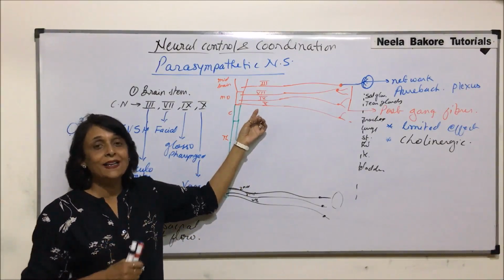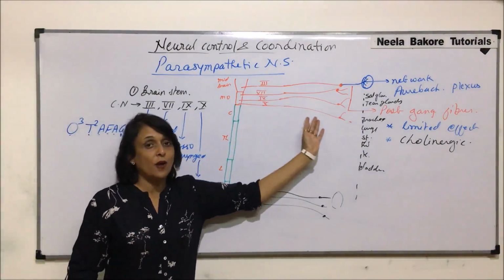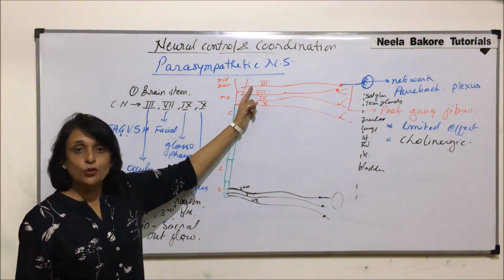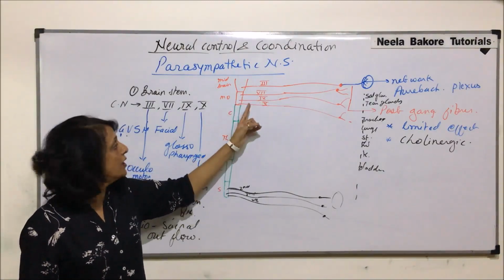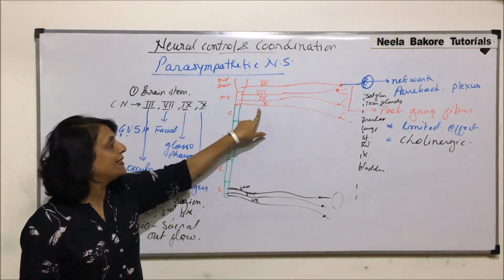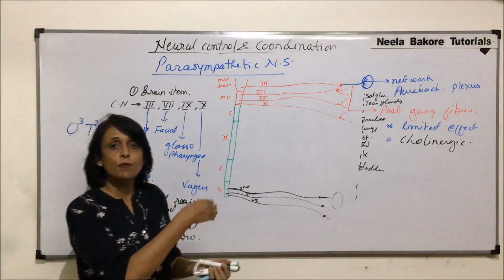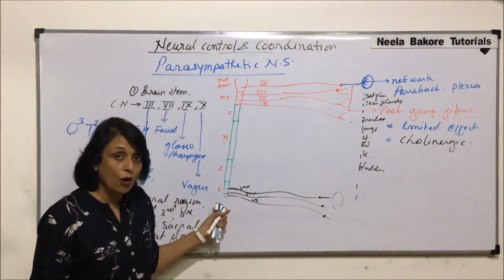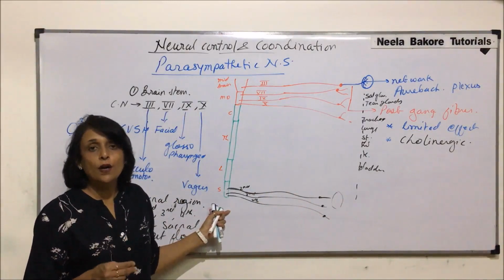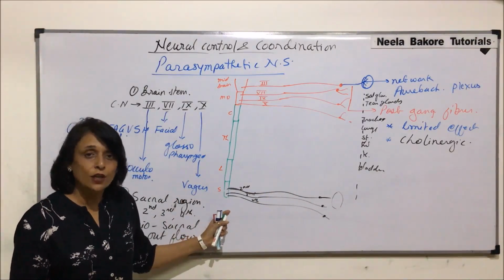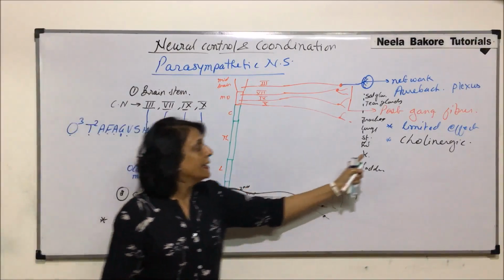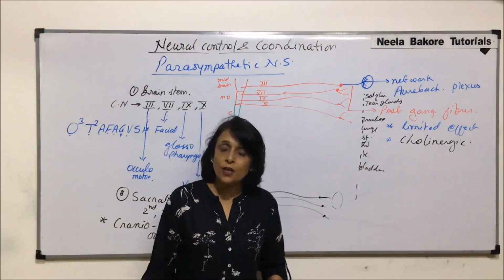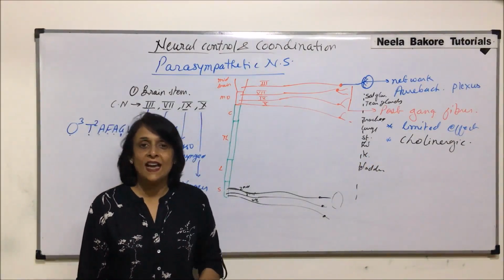From the brainstem part, the cranial nerves, which are responsible for formation of these preganglionic fibers, are third, that is oculomotor, seventh, that is facial, ninth, that is glossopharyngeal, and tenth, that is vagus. And there would be many branches of these also. From the sacral region, that is the spinal cord we are talking of, the second, third, and fourth sacral nerves. And limited effect, because many branches are not there, and it is cholinergic because the neurotransmitter is acetylcholine.